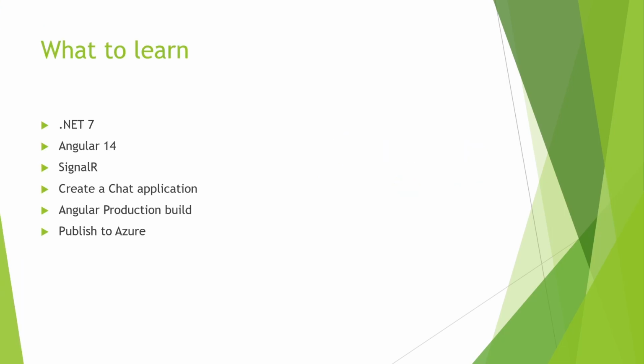In this course, we are going to learn .NET 7, Angular 14, SignalR, and create a chat application using all these three technologies. And then we are going to make a production build of our Angular application and host that inside our API project. And finally, we are going to publish our application to Azure. So we are going to create a chat application from scratch and all the way to publish it to Azure and make it available to the internet.